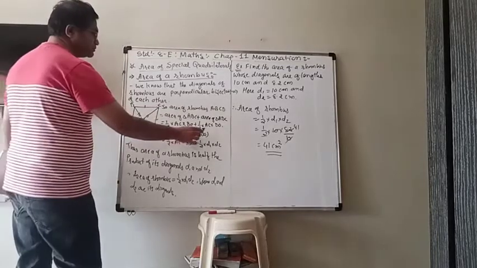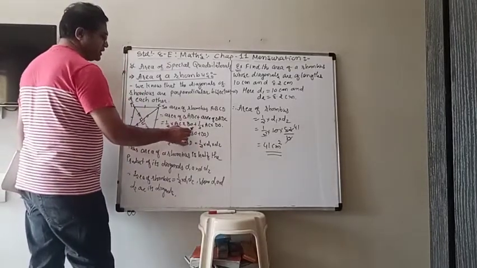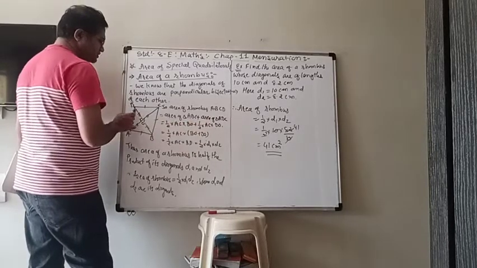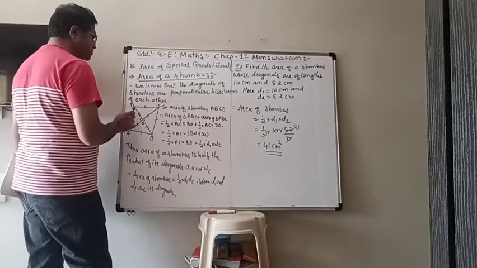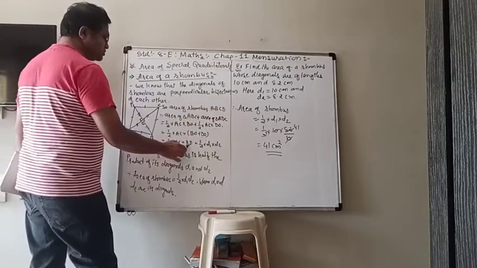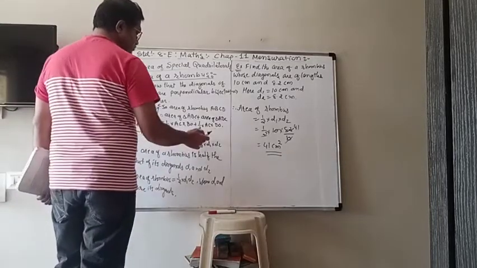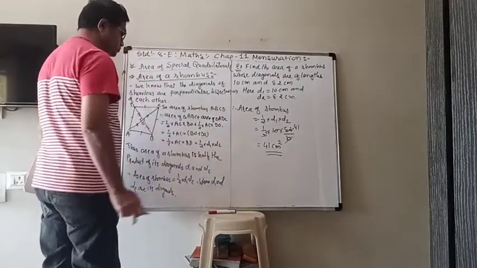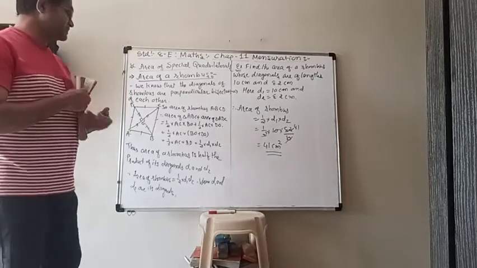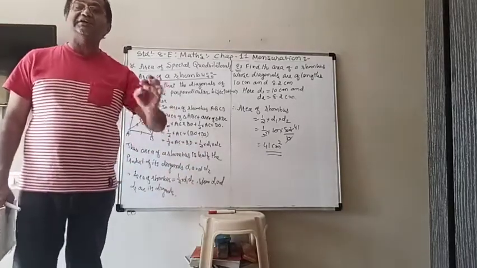AC into DO. If you take out the common 1 by 2 multiplied by AC, then by the distributive method, BO plus DO. What is BO plus DO? BO plus DO is the whole BD. So half into AC into BD. What are AC and BD? AC and BD are the diagonals. So 1 by 2 into D1 into D2. So we get the formula that the area of a rhombus is half the product of its diagonals D1 and D2.